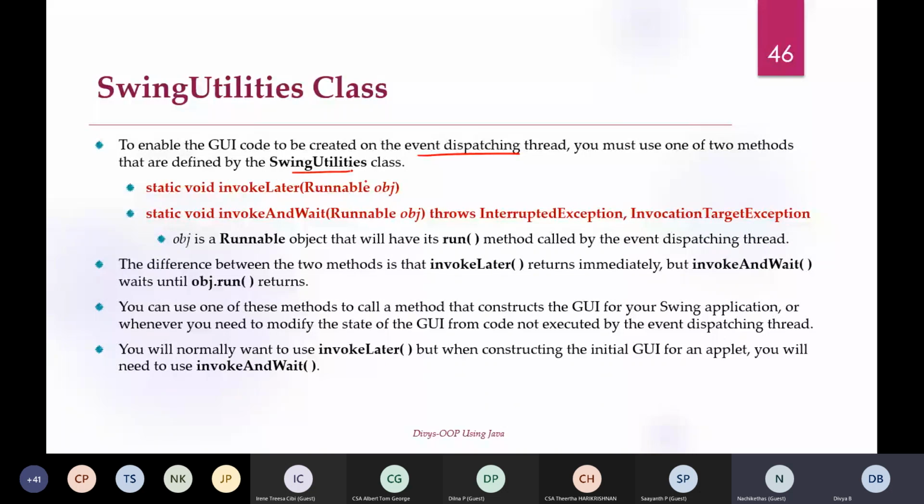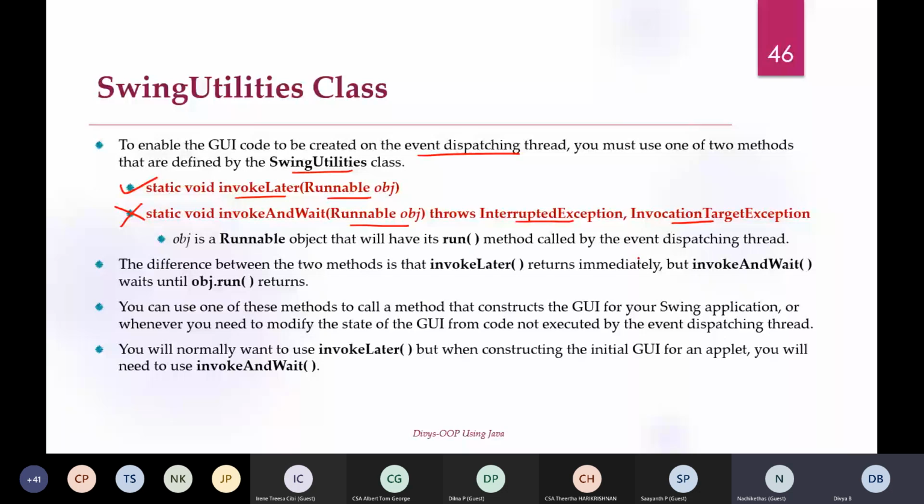I can use either of these methods, that is static void invokeLater, where I need to specify the Runnable object, or static void invokeAndWait with a Runnable object. It throws InterruptedException and InvocationTargetException. We'll not be using this, we'll be using this. So obj is a Runnable object that will have its run method called by the event dispatching thread.